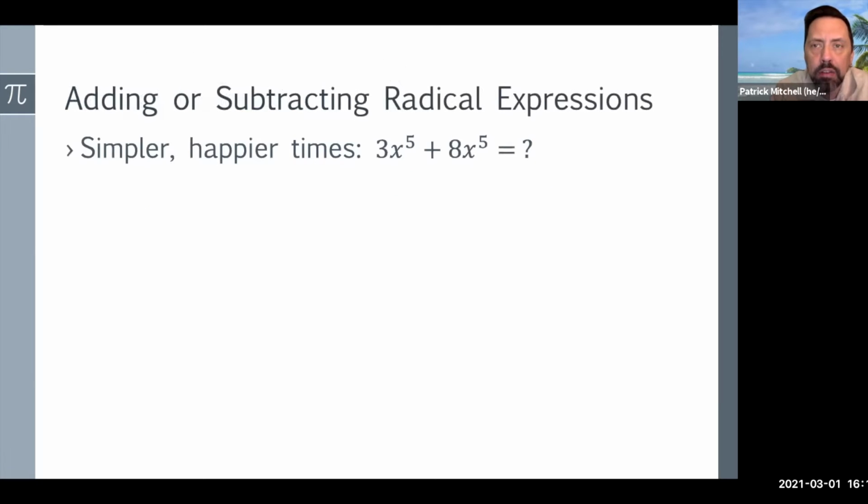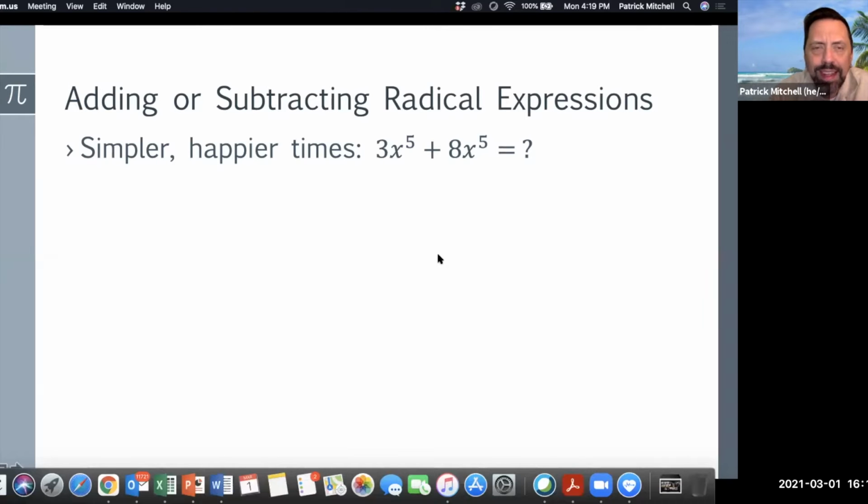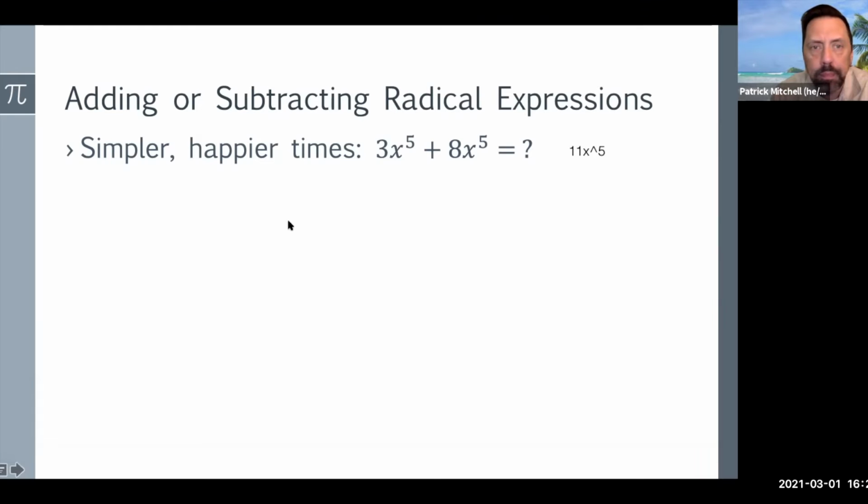All right, so adding or subtracting radical expressions is very similar to combining like terms. In simpler, happier times, we did problems like 3x to the fifth plus 8x to the fifth. And that, of course, comes out to 11x to the fifth, right? So we just keep the term part the way it is. The exponent doesn't change. We just add the coefficients.